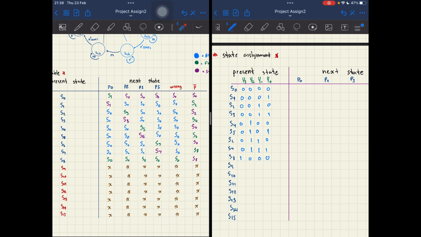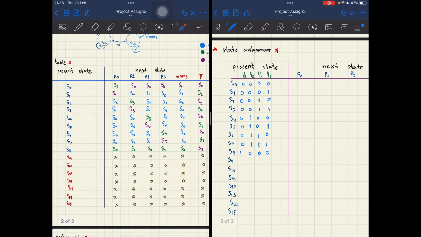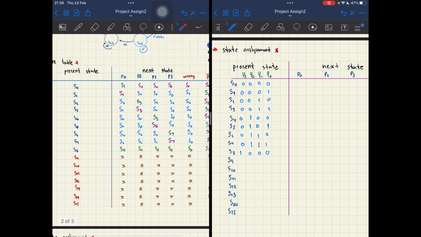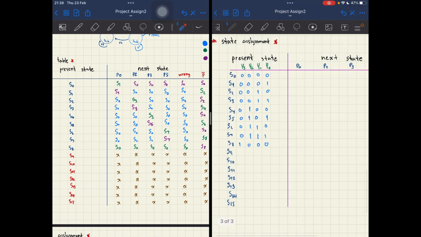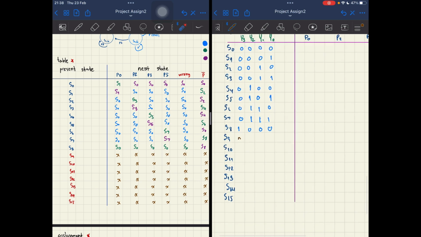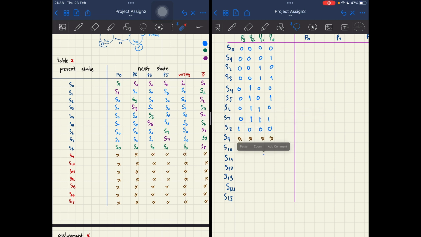And state 9. We can see that state 9 in the state table, we don't use it, but it is contained in our flip-flop. So I will write it as a don't care term. I will give it x, x, x, x, and then copy it until state 15. We put the don't care term.